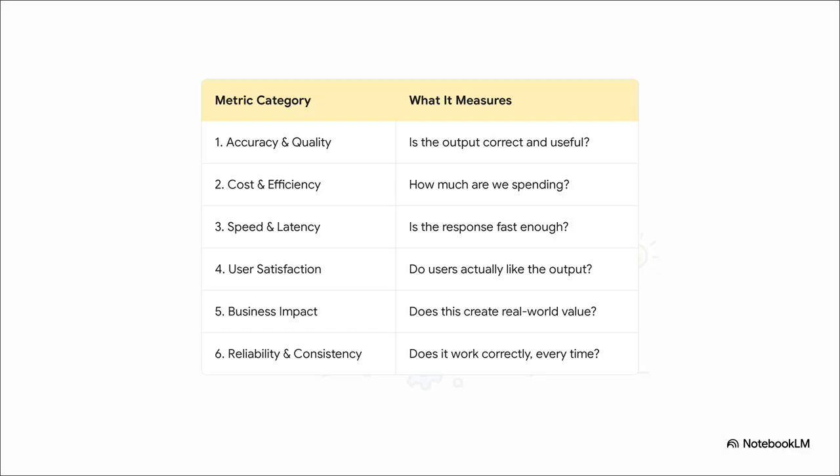So how do we get that full 360-degree view? We look through 6 critical lenses. First up, accuracy and quality. Is the output even correct and useful? Then, of course, cost and efficiency. How many tokens and dollars are we burning through? Speed and latency are crucial for a good user experience. And speaking of users, we have to measure their actual satisfaction. But is all of this creating value? That's where business impact comes in. And finally, reliability and consistency. Does it just work every single time? Looking at all 6 together is what stops you from, say, optimizing for cost, but accidentally destroying quality.